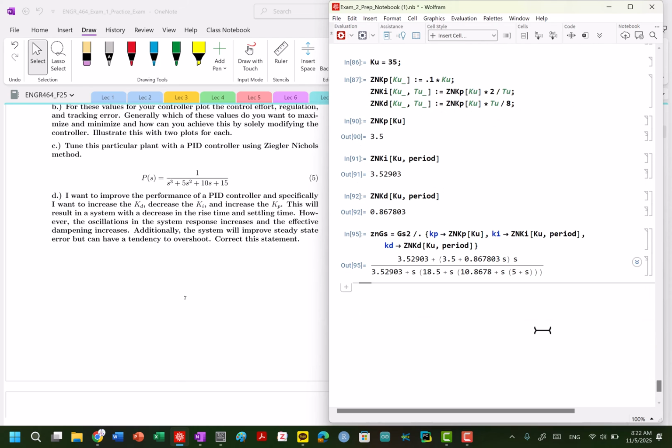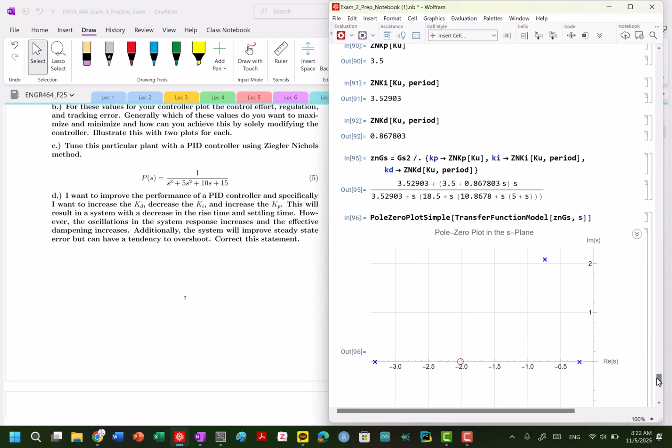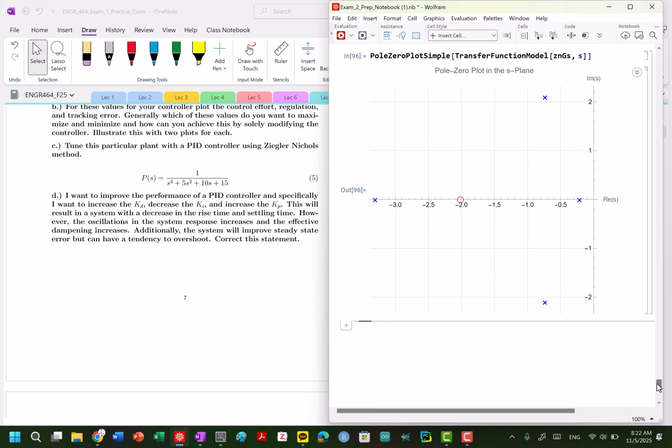We can look at the pole, simple zero plot, transfer function model, and visualize this ZNGS. That looks like a nice and stable function. Let's double check that Zn yt is equal to the inverse Laplace transform of Zn gs times rs st. We got that here, and let's plot Zn yt from t goes from 0 to 10, plot range all.